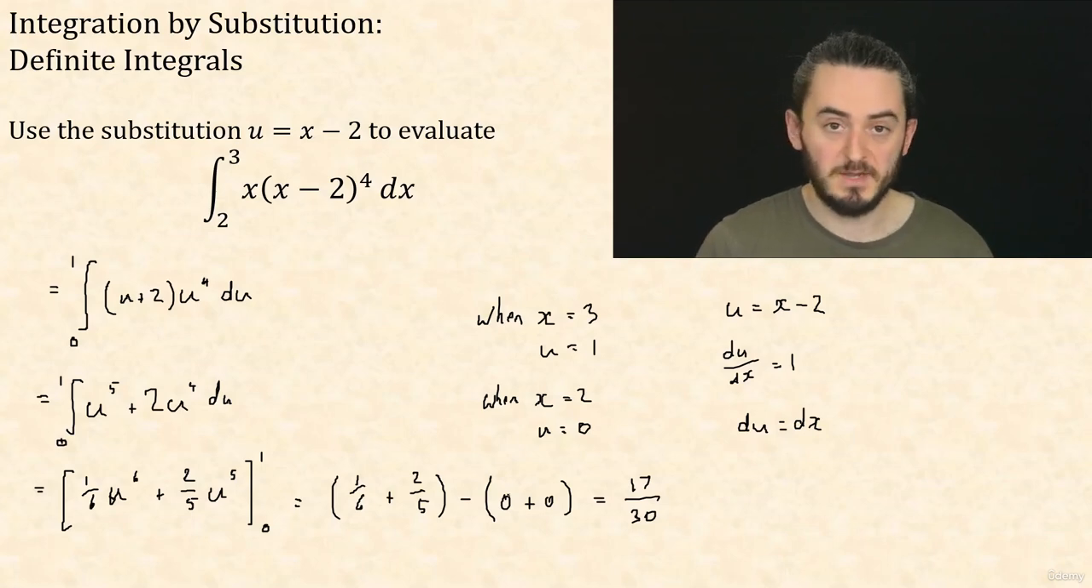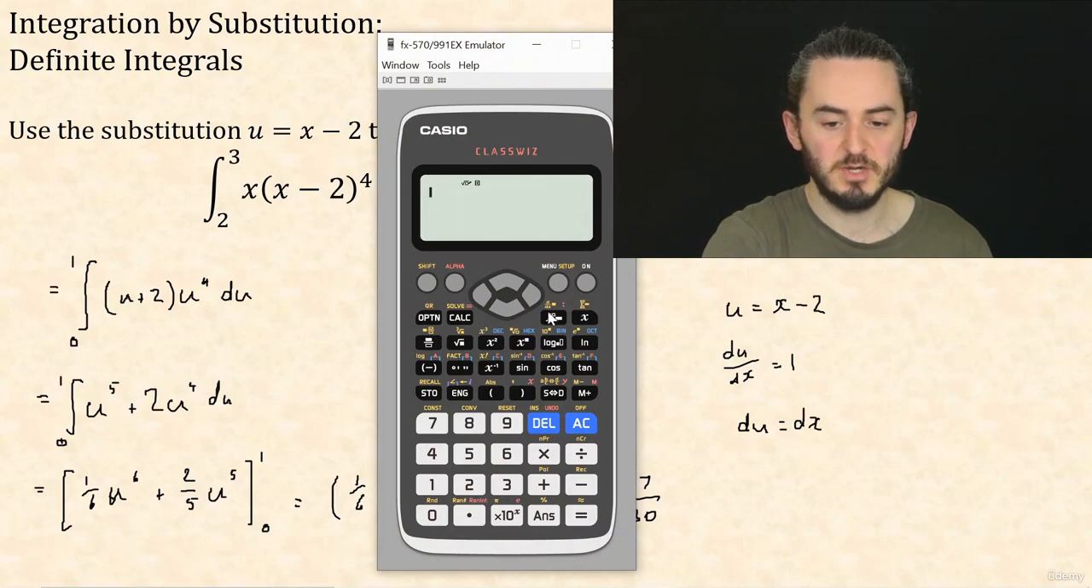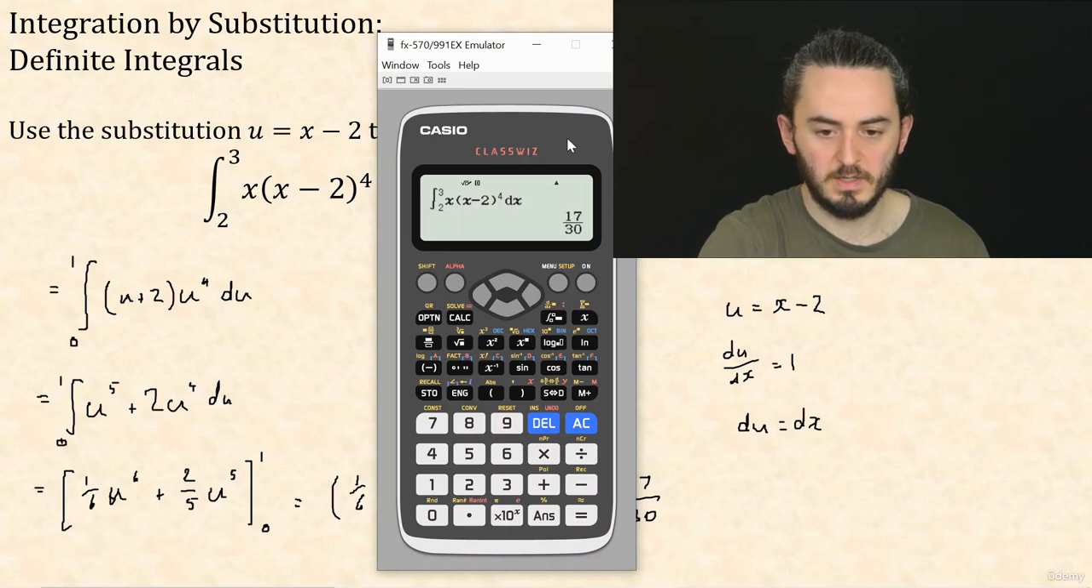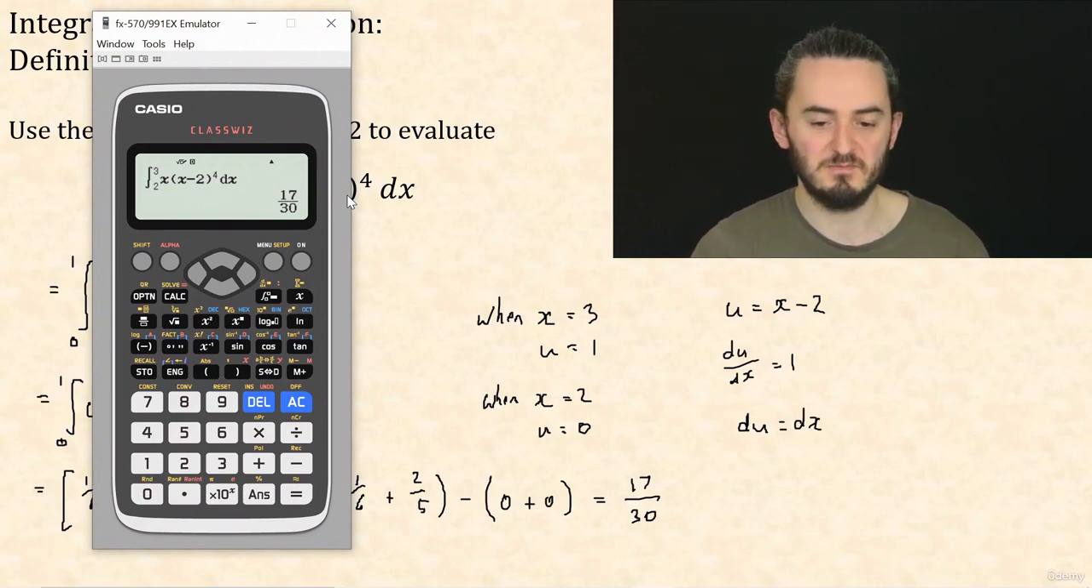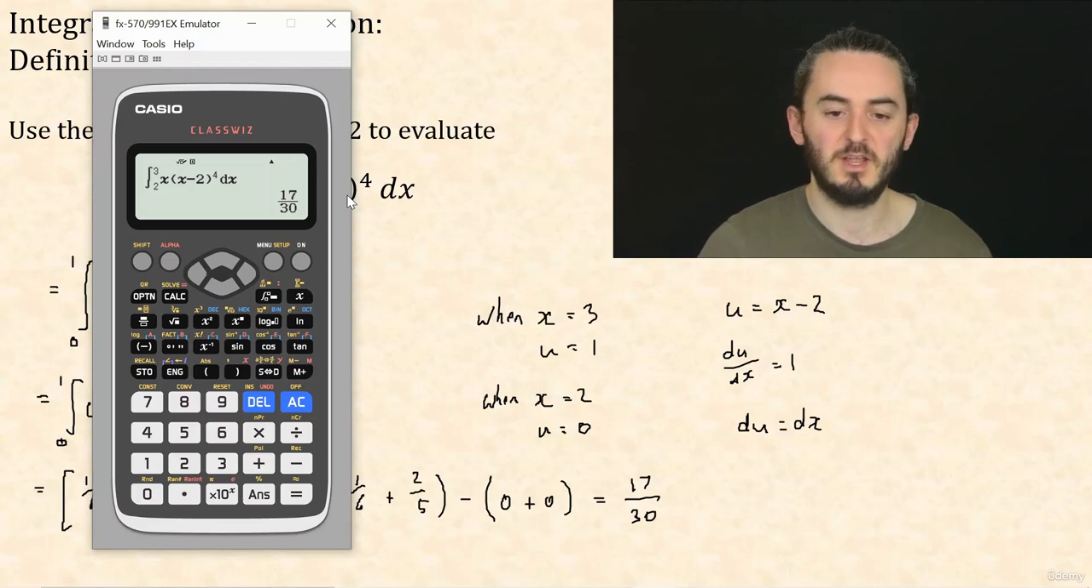It is worth checking all definite integrals with your calculator, so let's just do that. So that's just going to be taking my original problem, which was the integral of x multiplied by x minus 2 all to the power of 4, and then putting that between limits of 2 and 3. And look, we do get 17 over 30, so we know we're correct. So it is always worth checking these kind of things if you can, which you can when it's something as simple as this. All right, let's have a look at another example.